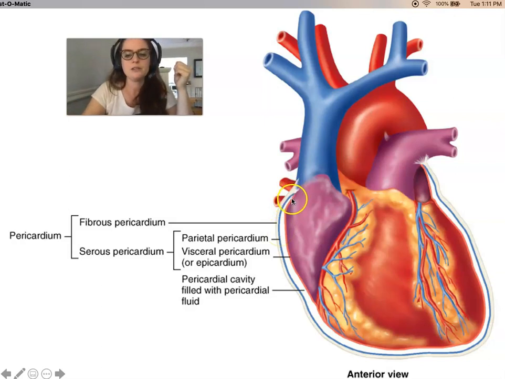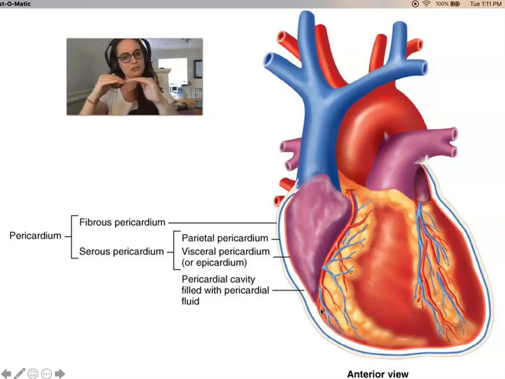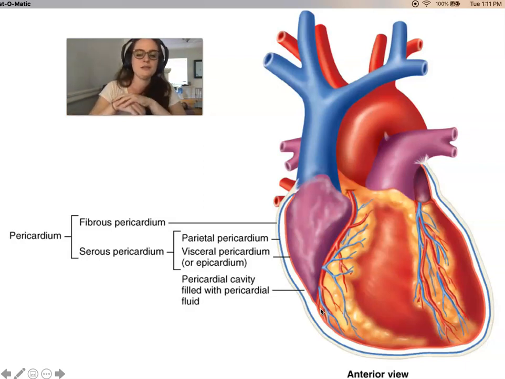So it does a little U-turn, and when it's adhered to the surface of the heart, we call that the visceral pericardium, which actually is the same thing as the epicardium. So you have this simple squamous tissue on the surface of the heart that is known as the epicardium. It's actually continuous with the serous pericardium. So that can be a little confusing for people. They are the same thing.